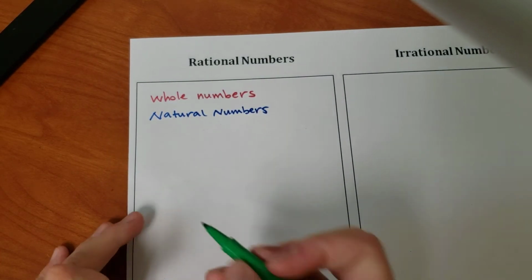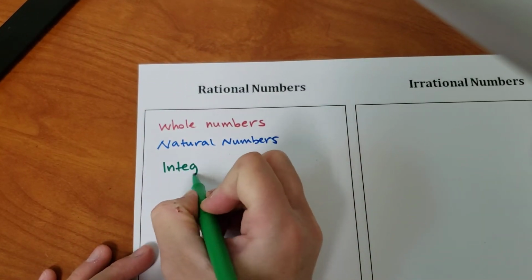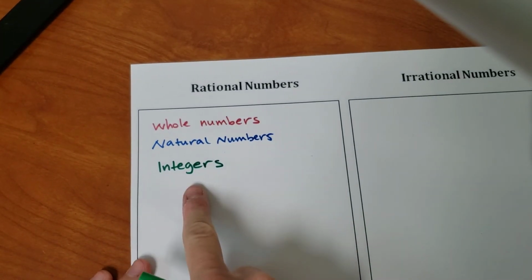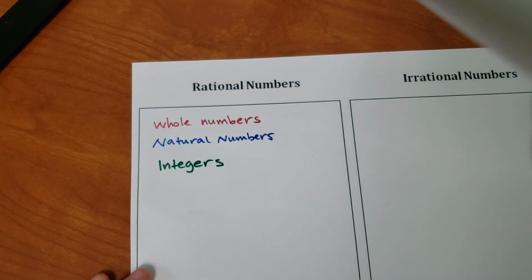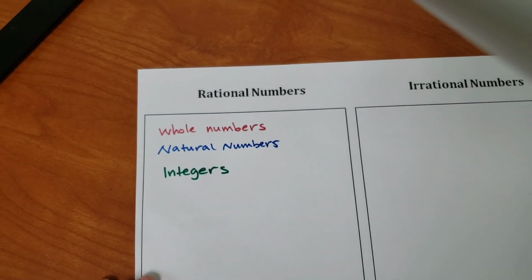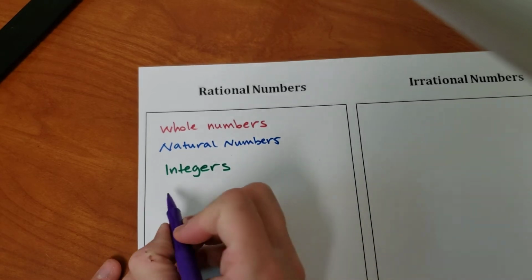The other types of numbers that are rational would be integers. And integers are all of your positive and negative numbers, including 0. So if you want to write down some examples, you can. That's fine. The other type of numbers that are in the rational category are decimals.